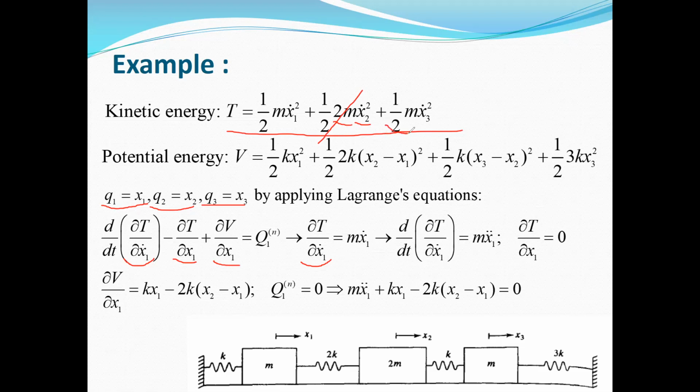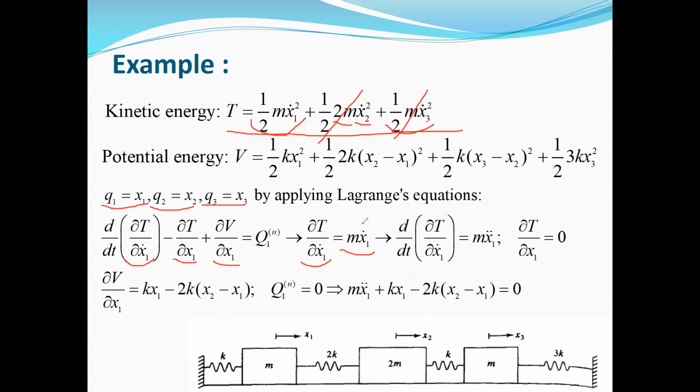For this term, again, we have half m x3 dot squared, and the partial derivative with respect to x1 dot for this term is again 0. And only the first term, which includes x1 dot, will appear in the partial derivative with respect to x1 dot. So the partial derivative of T with respect to x1 dot is equal to 2 times half m times x1 dot, and 2 will be cancelled out with half, so it will be equal to m times x1 dot. This is the partial derivative with respect to x1 dot.